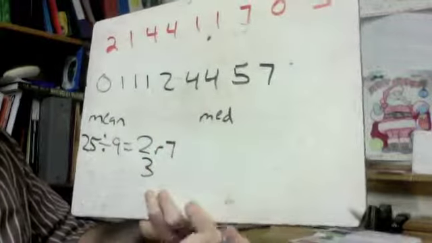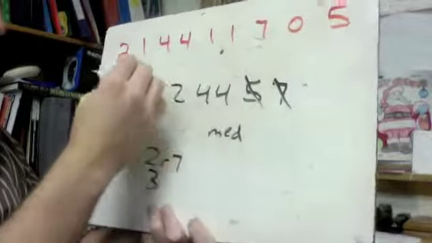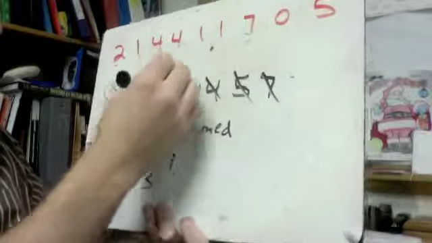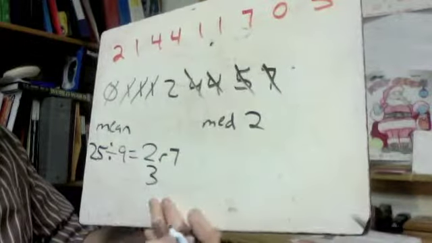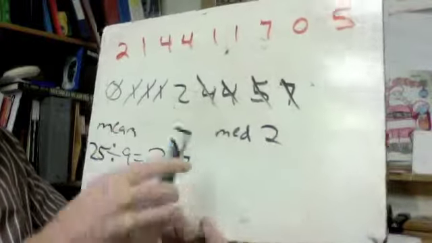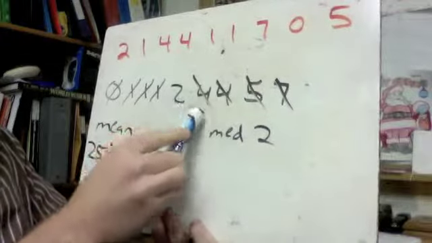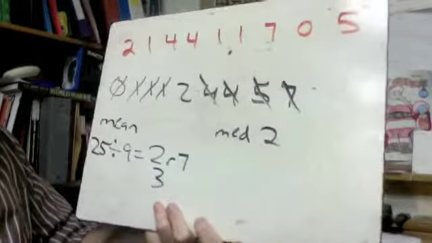Median, middle number. Just cross off outside numbers. Middle number is going to be 2. If you had more than one middle number, you would just have to find the middle of those two numbers. Let's say our middle numbers happen to be 2 and 4. Middle number, that would be 3. But in this case, we don't have to worry about it.